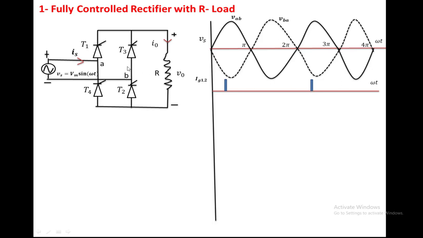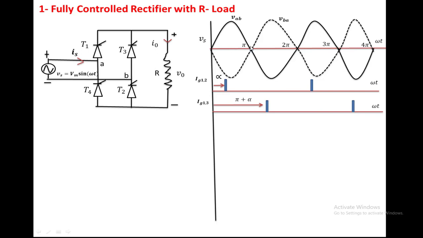When VBA is positive, T3, T4 is forward biased. That happens between pi to 2 pi and 3 pi to 4 pi. In that duration, we apply the triggering voltage to T3 and T4. So at pi plus alpha, we apply the triggering voltage to T3 and T4. In the same manner, between 3 pi and 4 pi, we apply the triggering voltage to T3 and T4, with the same delay angle alpha.